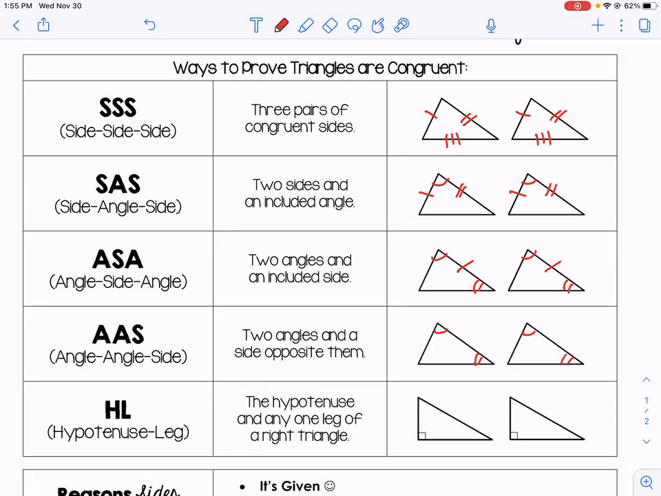Angle angle side. 2 angles, and pick a side that's not in between. Now, hypotenuse leg. The hypotenuses are congruent and a pair of legs are congruent. So this will look like SSA, but since it's a right triangle, it's okay.